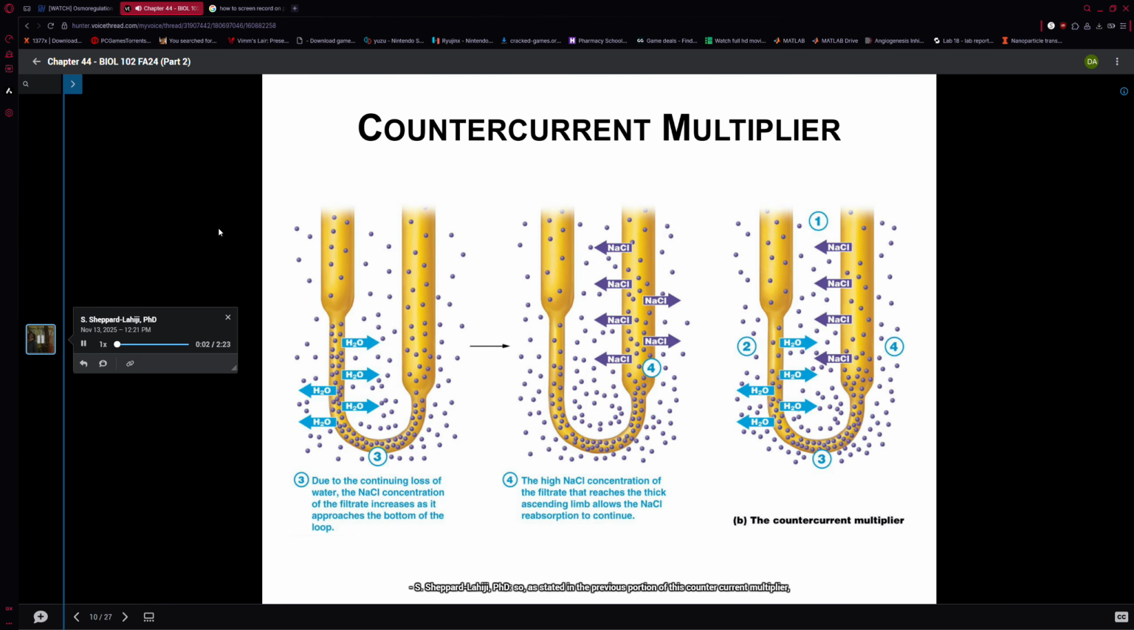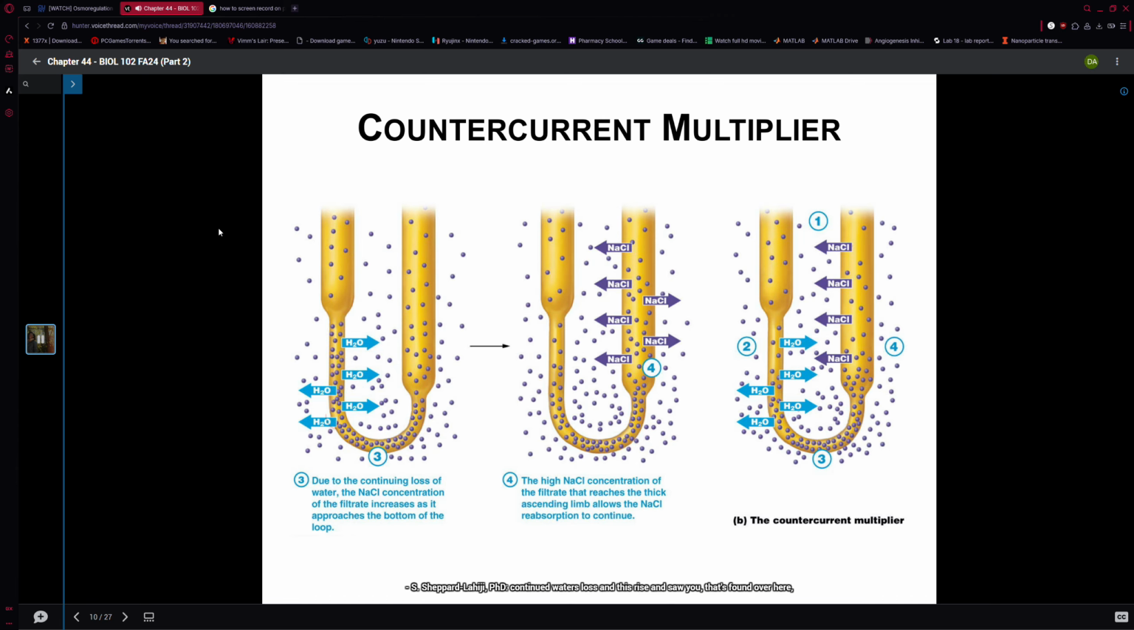So as stated in the previous portion on this countercurrent multiplier, we have had loss of water through being drawn out via osmosis from the thin descending limb. Now, because we're driving water out of the tubule on the descending side, we're going to increase the concentration of salt that is found within the filtrate in this region. And so as we progress towards the bottom of the loop, we're going to see that concentration continue to rise. So the impact of water leaving the descending limb is an increase in solute concentration of the filtrate.